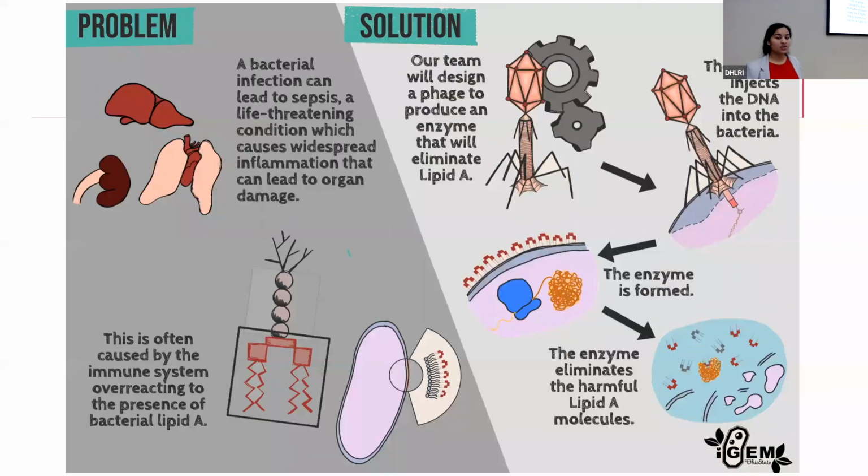So to summarize, we said that a bacterial infection can lead to sepsis through the immune system overreacting to the presence of lipid A. The Ohio State iGEM team has designed a phage to produce an enzyme that eliminates, binds to, or modifies lipid A in some way to reduce the immune system's over-response to lipid A and to prevent the effects caused by sepsis.